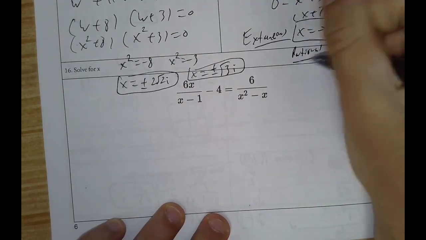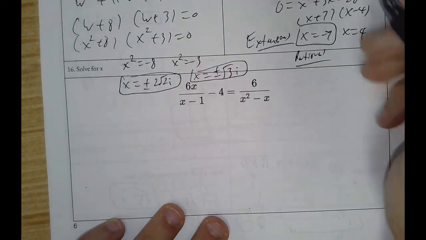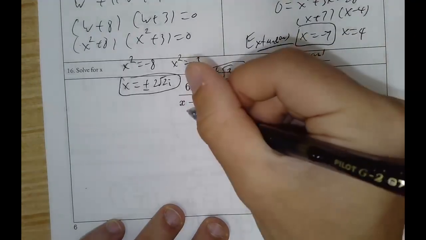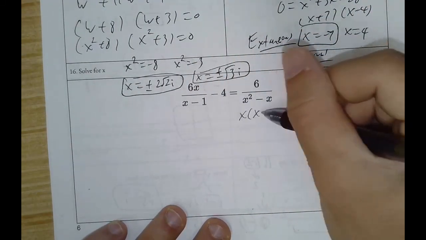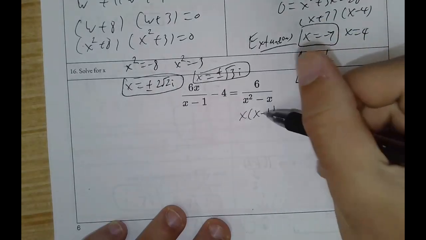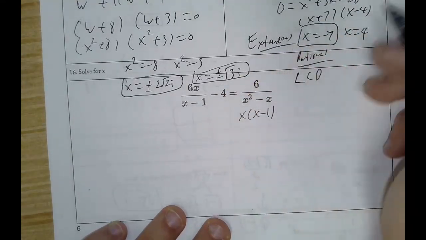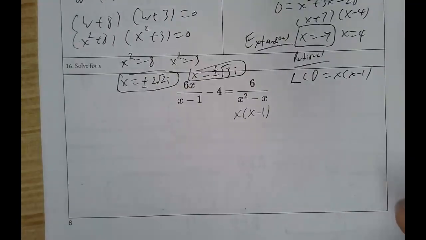16. This is a rational. These are rational. Also, one that you need to check for extraneous solutions on. You want to multiply by the lowest common denominator here. Okay, we have x minus 1 here. We can factorize this to be x times x minus 1. Therefore, our lowest common denominator is x times x minus 1 because it goes into both of these. We're going to multiply everything by that.